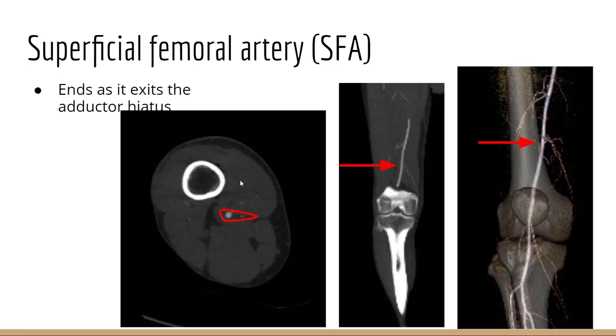So if there's disease affecting distally, I'll call it the popliteal artery, and proximally the SFA. And that's sort of my go-to in terms of an imaging demarcation.